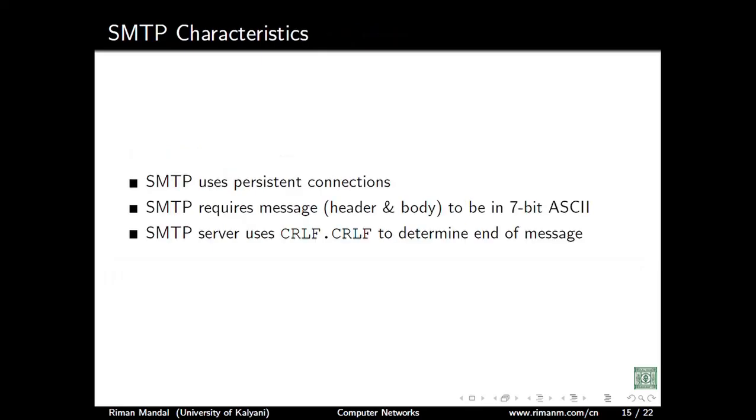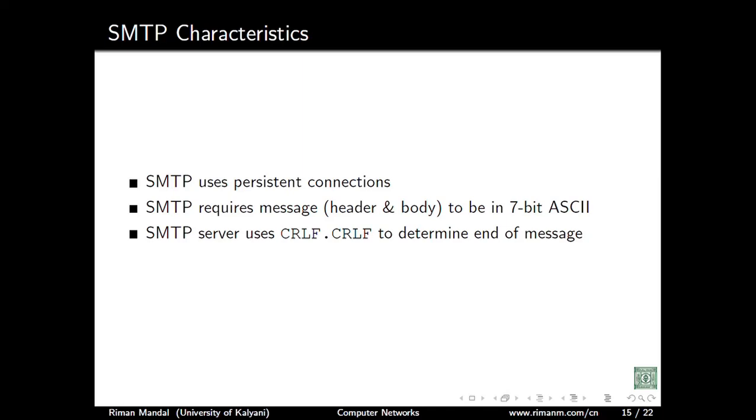So let's look at the SMTP characteristics. It uses a persistent connection. That means until the mail is completely transferred from the client to the receiver, the connection will persist. SMTP requires the message header and body to be in 7-bit ASCII format. All the headers and the message need to be in 7-bit ASCII format, and the SMTP server uses CRLF.CRLF to determine the end of the message.